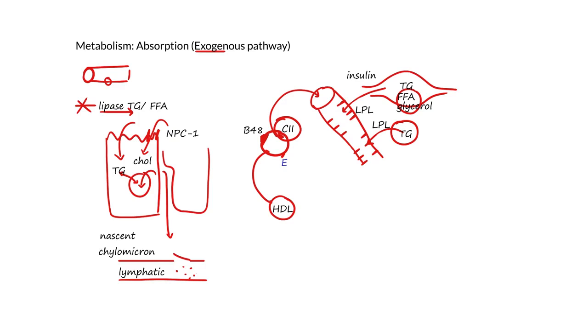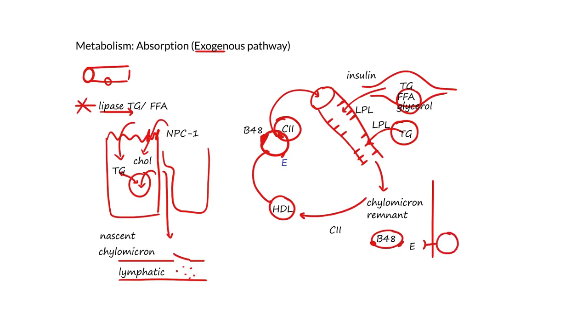What's left of that depleted chylomicron is now going to be our chylomicron remnant, and that's then going to have our constitutional B48, the E marker, but in fact the C2 gets returned back to the HDL. And that E then has the LDL receptor on the liver, and then the chylomicron remnant is going to be taken up by the liver and broken down.